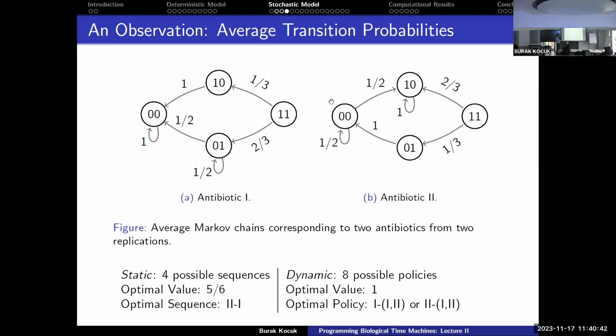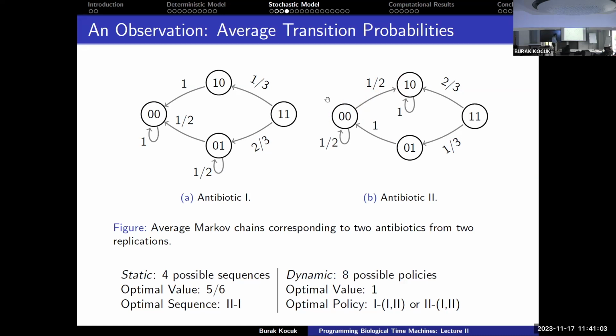Now we take the average, this 1 over 2 comes. Of course, it also has an effect here. And then you do the same thing for the second one. I think this arc was. And these are the average of the Markov chains.